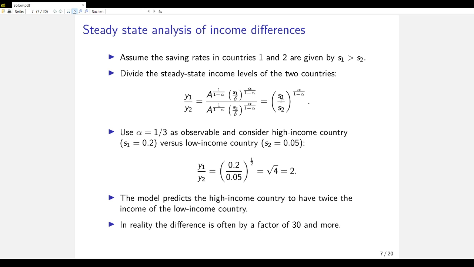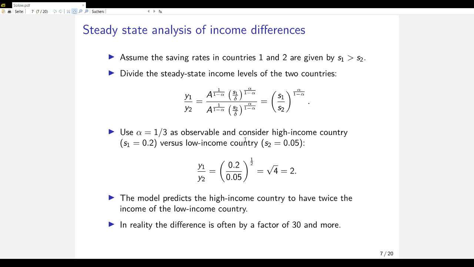So actually almost everything drops out except for the ratio of the saving rate of country 1 to the saving rate of country 2, and this to the power of alpha over 1 minus alpha. Now, the empirically plausible value of alpha is 1/3, and if we plug in 1/3 here, then we get 1/3 in the numerator and 1 minus 1/3, which is 2/3, in the denominator. So 1/3 over 2/3, that's basically 1/2. So when we move from here, where we didn't yet plug in the values of the parameters, to here, we have 1/2 in the exponent.